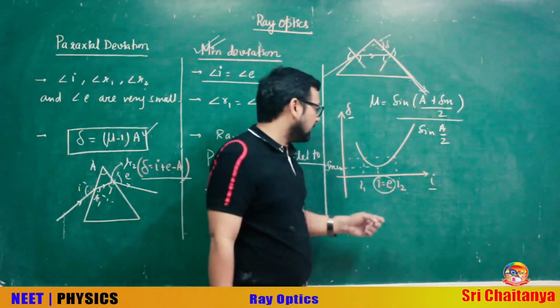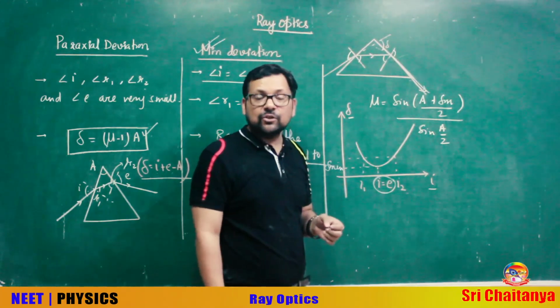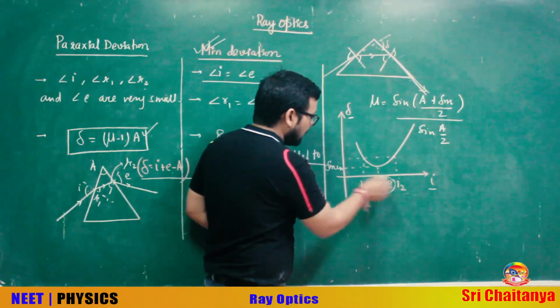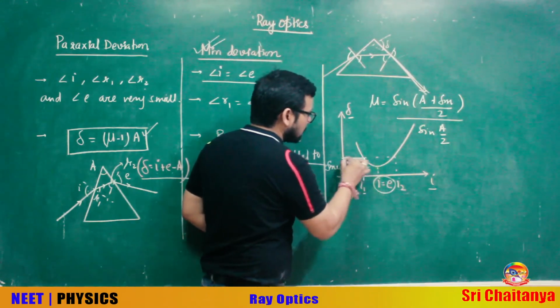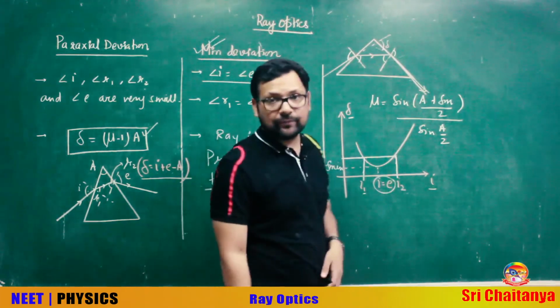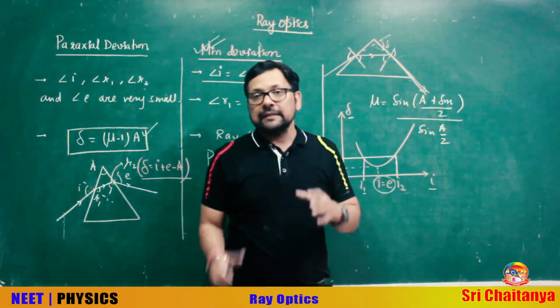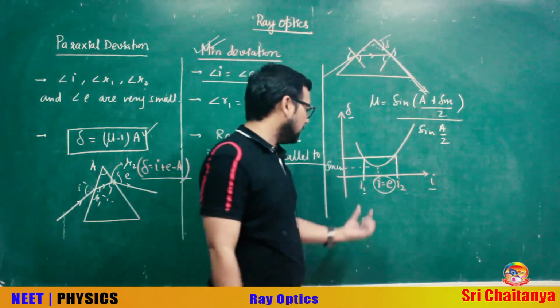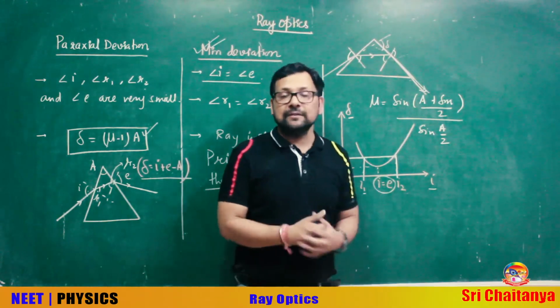Moreover, you can see the deviation graph is not symmetric about I equal to E. Although the deviation for I1 is the same as the deviation for I2, the graph is not symmetric about I equal to E, so this difference is not equal to that difference.